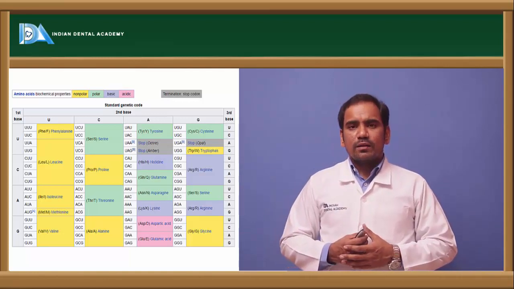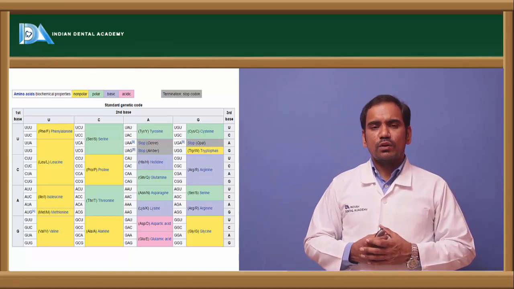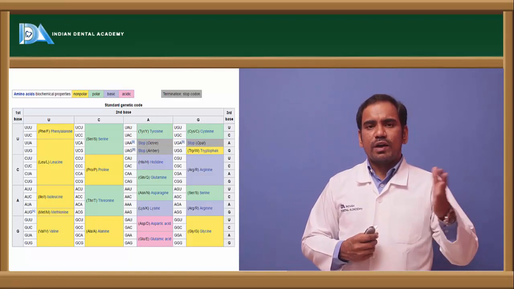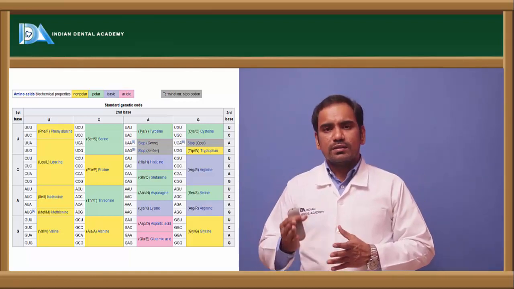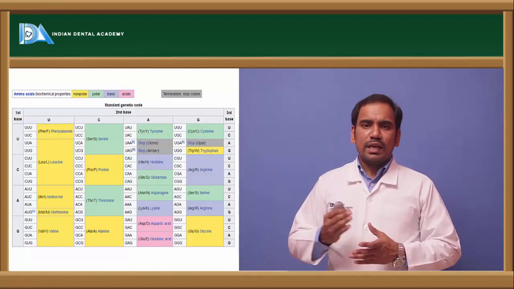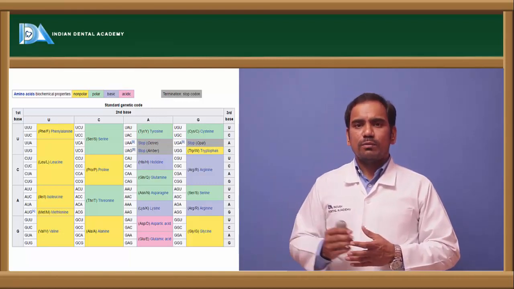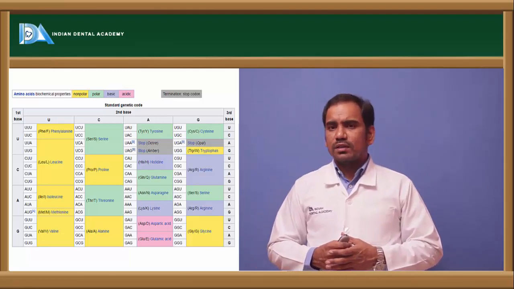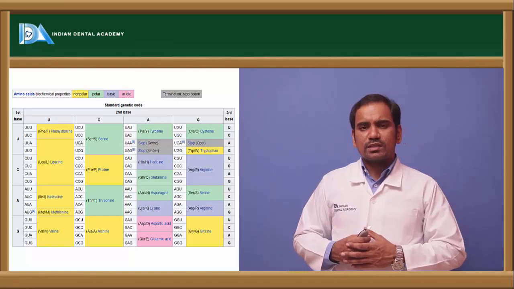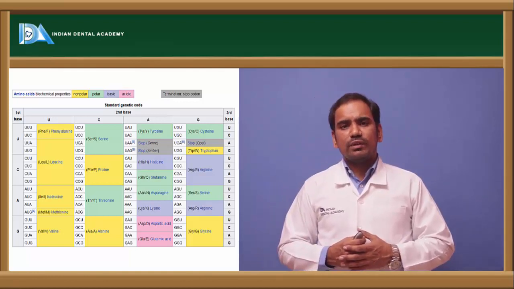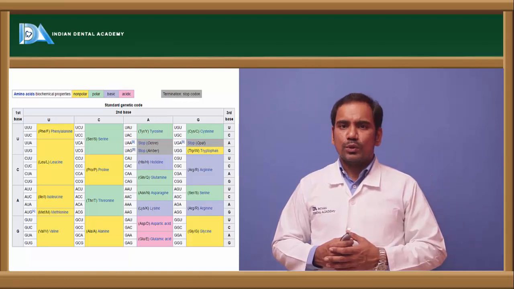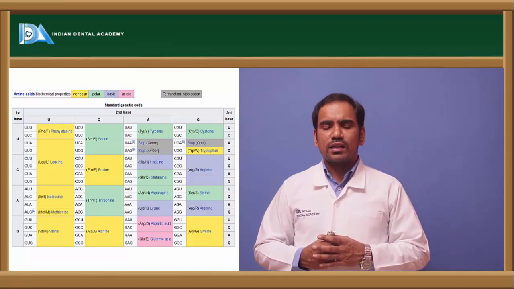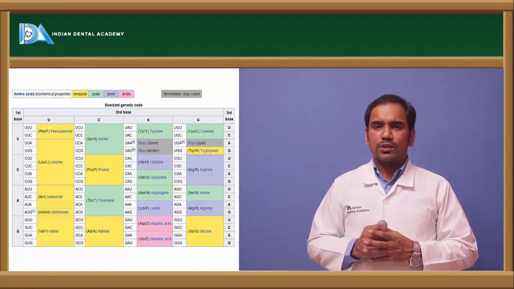When you are writing the triplet codons, the first base we have to take at the 5' end is U, and the second base will be UCAG, and the third base will also be UCAG. When you consider the first amino acid with a triplet codon, that is phenylalanine, the codon for phenylalanine is UUU. So the first base is U, the second one is U, and the third one is U.